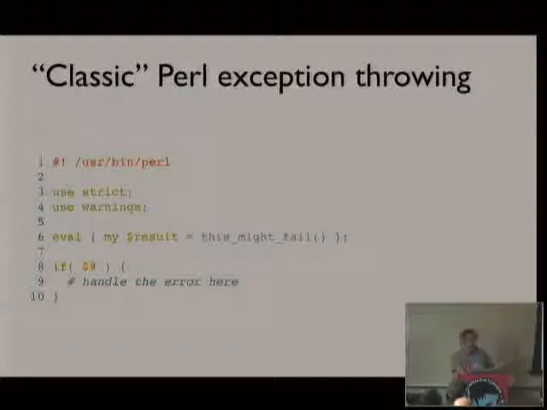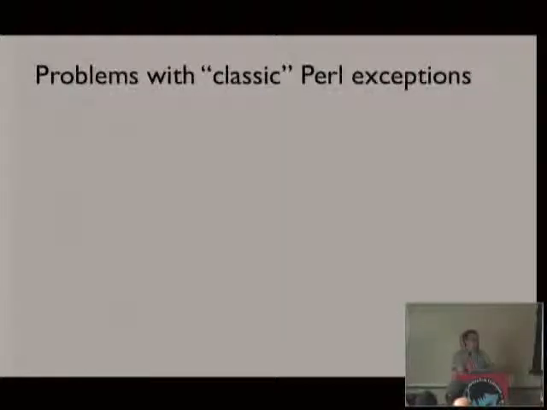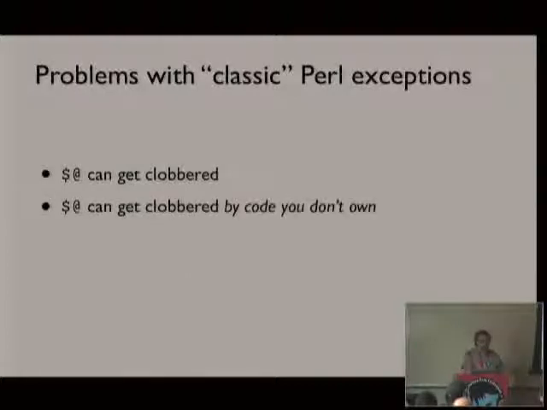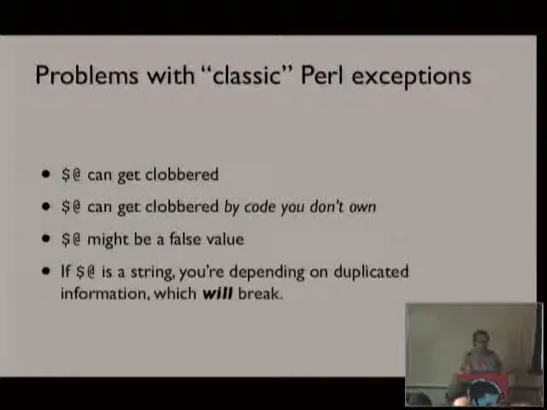Use strict, use warnings. You eval something that might fail, and if an exception gets thrown, you handle it by looking at $@. There's a lot of problems with this. $@ can get clobbered. It can get clobbered by code that's not even yours, that you don't necessarily even know exists. It might be false. So when you do if $@, you might have an exception, but that test doesn't work.